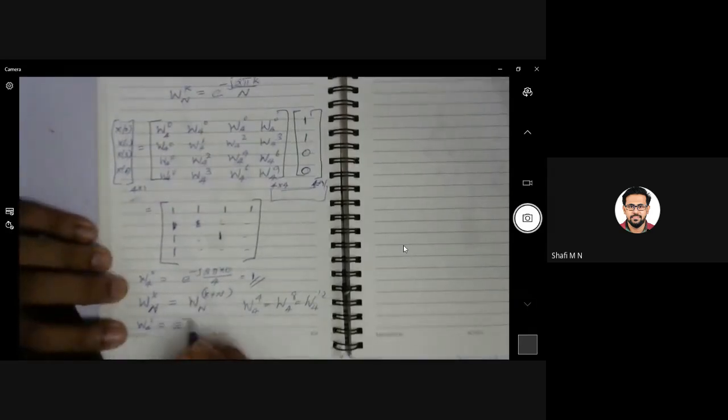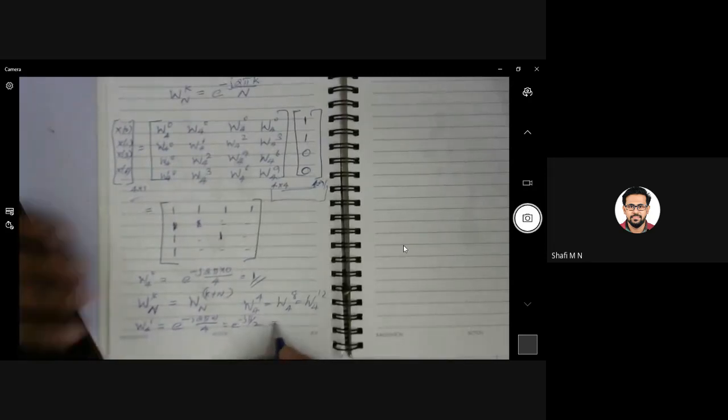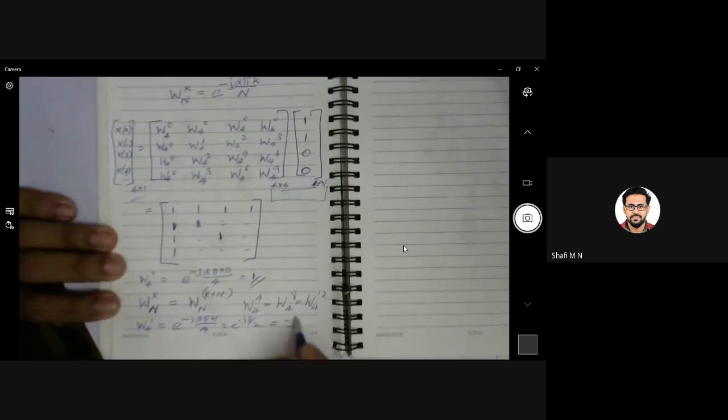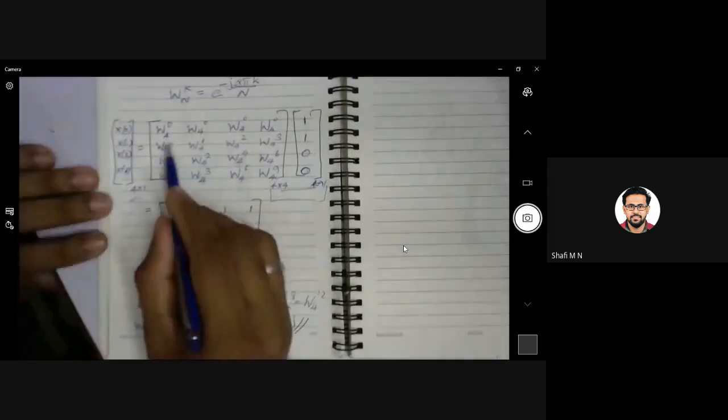e raised to minus j 2 pi k by N, with N equal to 4, is e raised to minus j pi by 2. So that is cos pi by 2 minus j sin pi by 2, which will be minus j. Isn't it? Similarly, you find all the values.